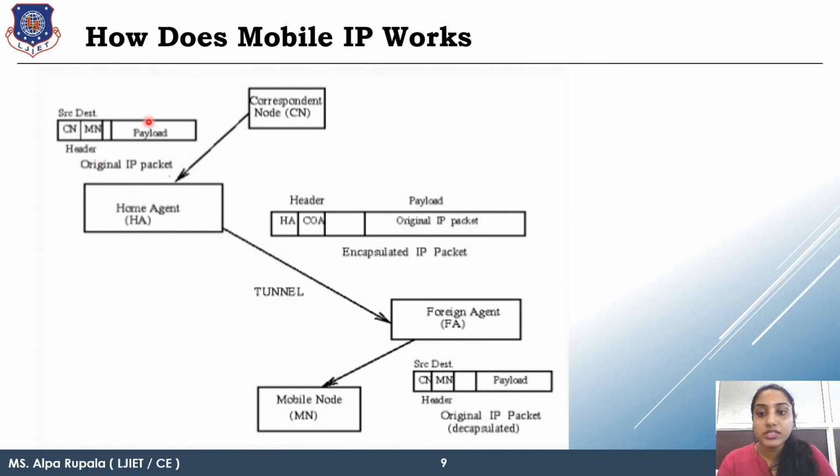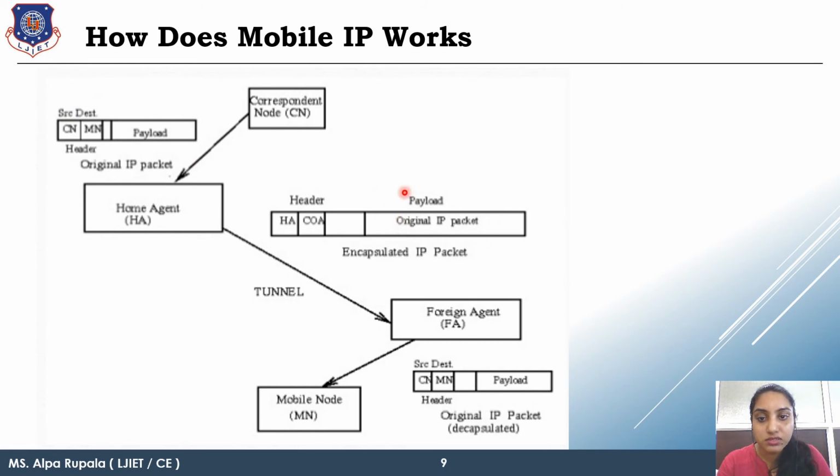Okay, so this packet will be transferred to the foreign agent using a tunnel. That's why it is also known as the tunneling process. This is the header information of the home agent, and this is the IP within IP encapsulation, in which your payload will be the original IP packet. Now this whole IP packet will be considered as the payload. This is your payload, the whole IP packet.